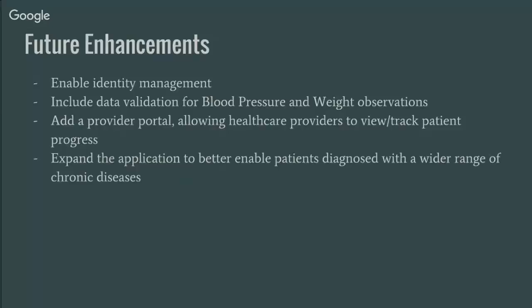Next, we would include better data validation on self-reported blood pressure and weight observations. Then we would add a provider portal. This would allow healthcare providers to gain an aggregated view into their patient data and the patient's progress toward agreed upon goals. Lastly, and most importantly, we would expand the number of chronic illnesses within the application scope.